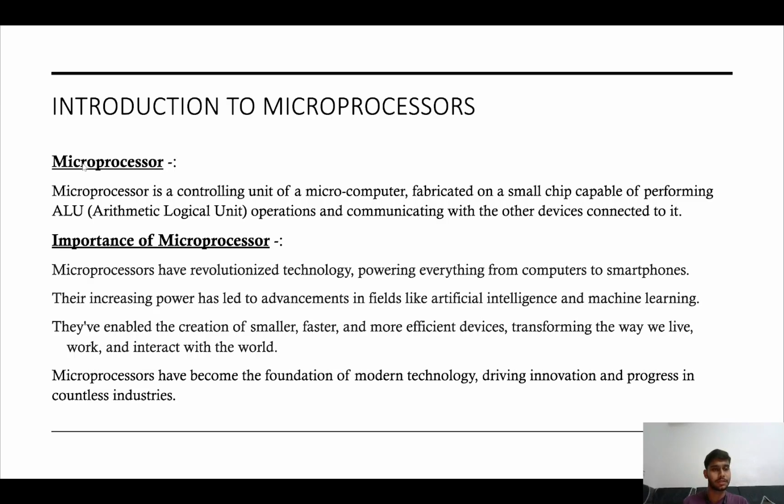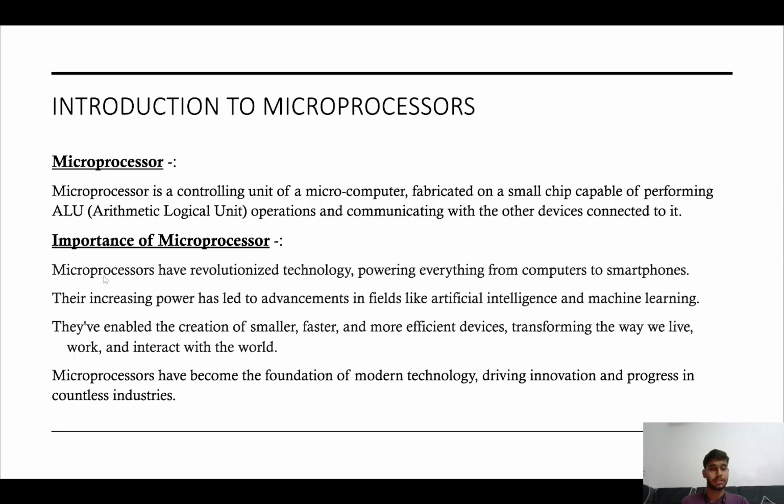Introduction to microprocessors. A microprocessor is basically a controlling unit of a microcomputer fabricated on a small chip capable of performing ALU operations and communicating with the other devices connected to it via different buses and cables, and transferring the data and instructions through each and every part of the microprocessor.